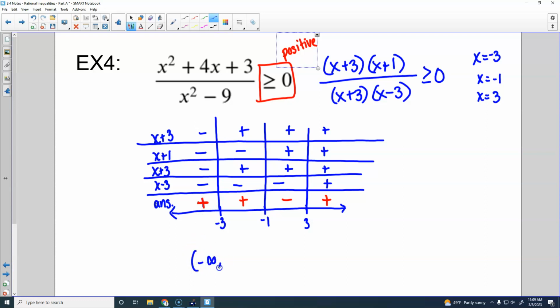So negative infinity up to -3, I'll use a bracket there. And then from -1 to 3, oh, I'm sorry, I don't know why I did that. -1 to 3, that one's negative. Well, back up. -3 to -1, that section's positive. Skip -1 to 3, that is not part of our answer. And then 3 to infinity.